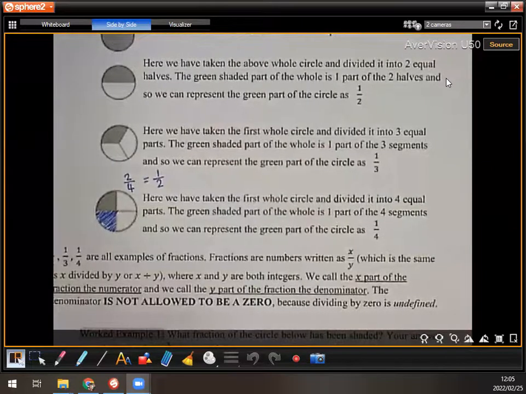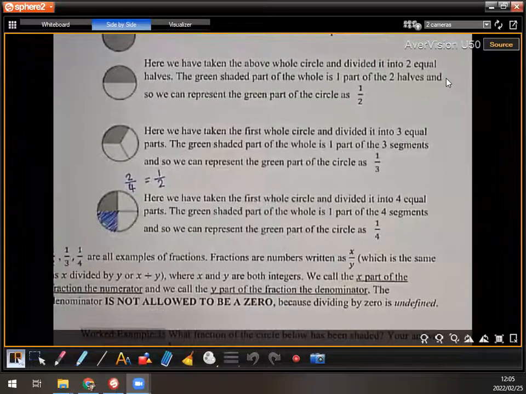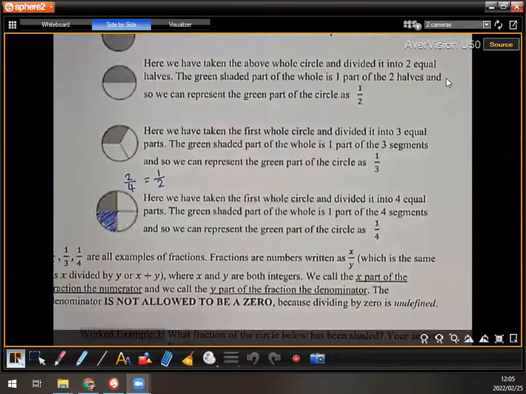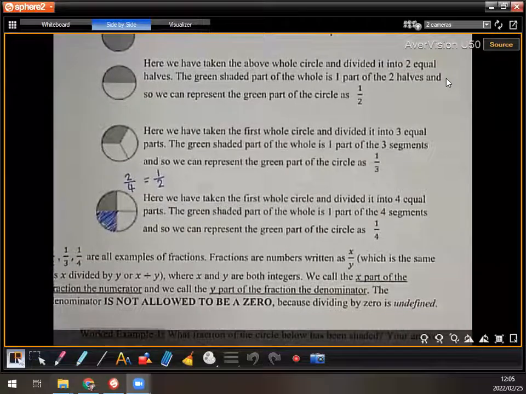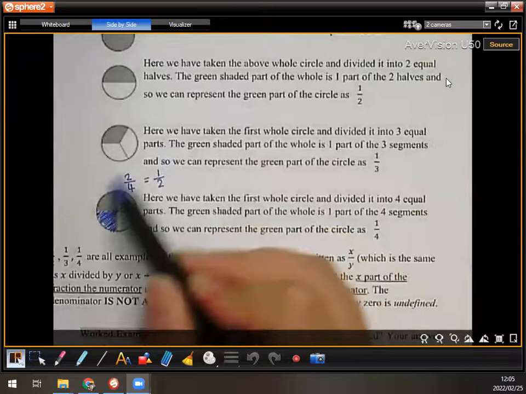And guys, 2 over 4 and 1 over 2 are equivalent fractions, equal fractions, because they actually mean the same thing. 2 of 4 is the same as 1 of 2. Can we think of another example that is equal to the same?